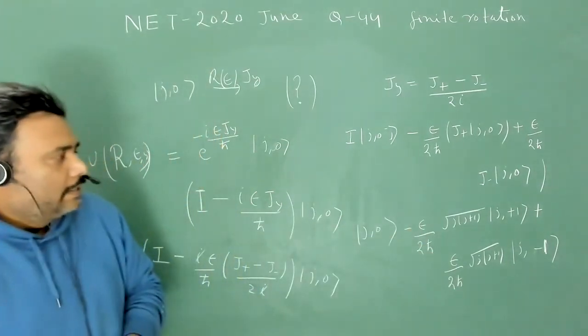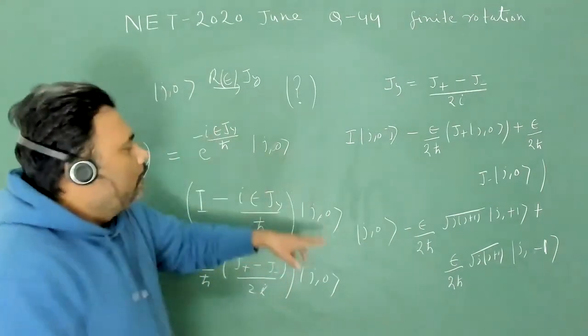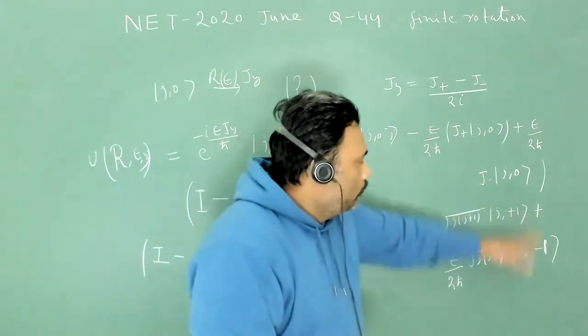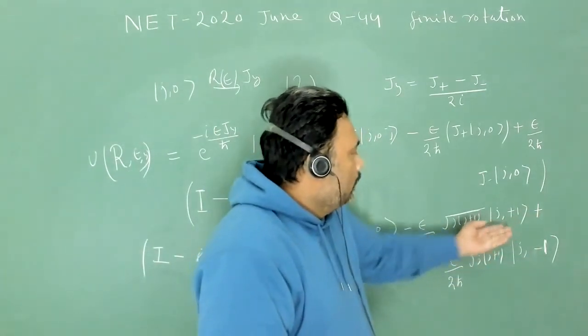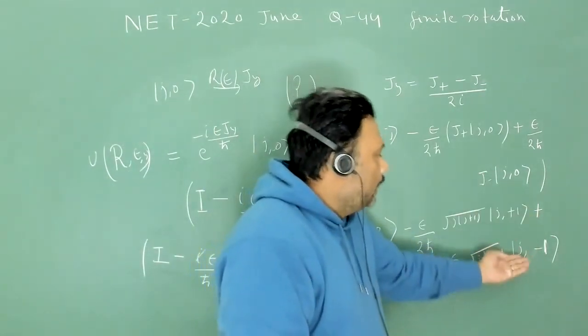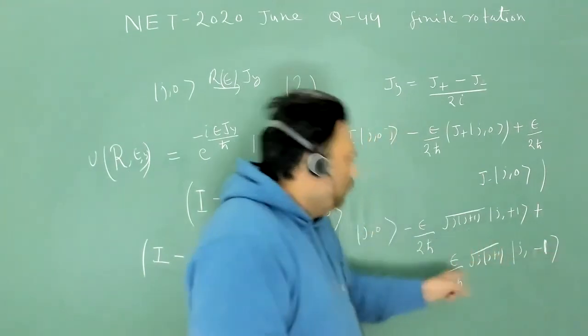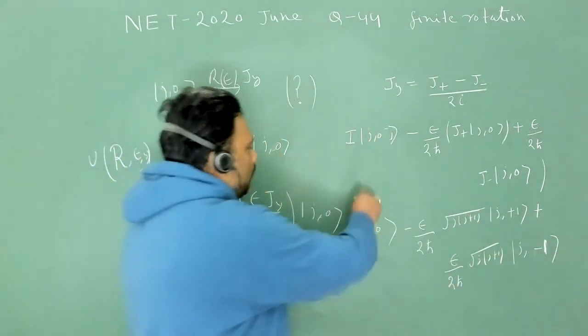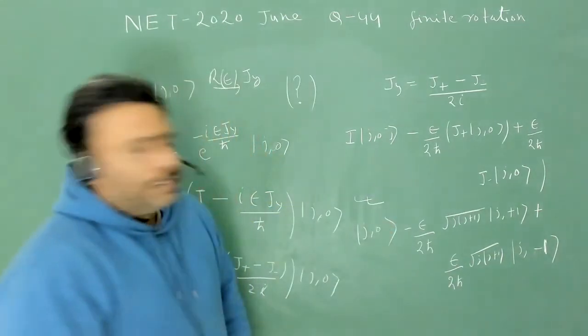We can easily see that after the rotation, this state will be there, as well as two more states: one will be j with plus 1, and another will be j with minus 1, with equal coefficients. So this is the answer to this particular problem.